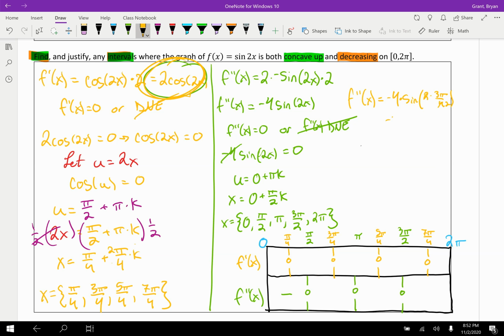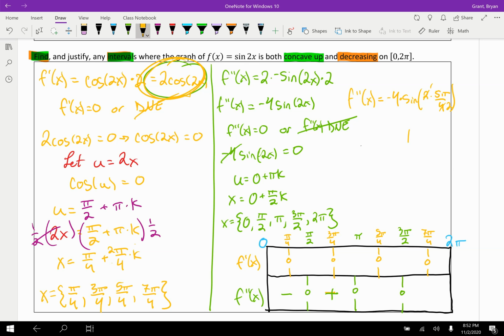Sine of 3 pi over 2 is -1, so this becomes a positive, right? Because we have a negative times a negative. And then we'll just continue on through. So 5 pi over 4, substituting in here, 2 times 5 pi over 4. And this becomes 1 and a 2.